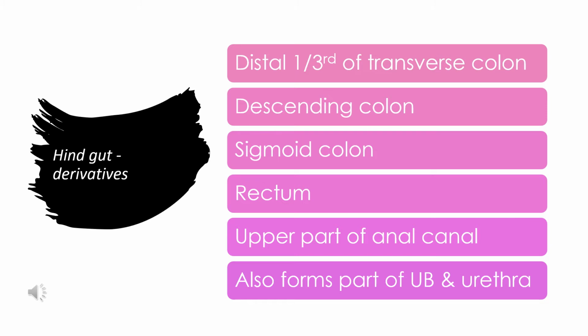It is very important to note that the endoderm of the hindgut also forms the internal lining of the urinary bladder and urethra. So the contribution of the hindgut in the formation of the urogenital system we'll consider along with our class on the development of the urogenital system.